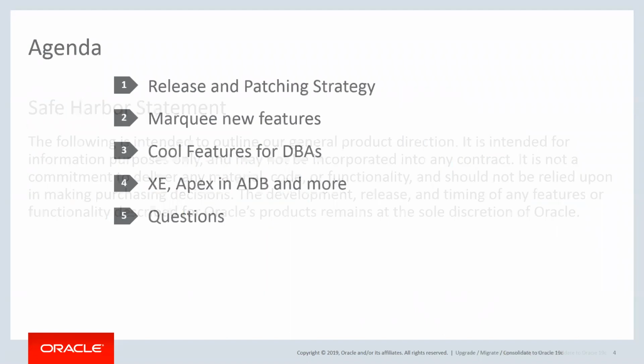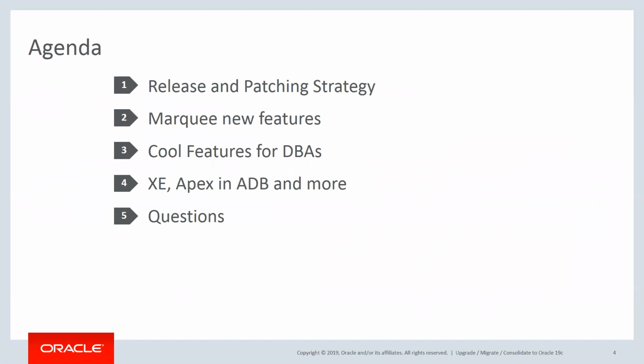So the agenda for today, very quickly: two slides on the release and patching strategy, looking at the marquee new features that were introduced with Oracle Database 12.2 and seeing what the status is right now in the 19c environment. We're going to talk a little bit about the cool features for DBAs and a little bit about Express Edition, Apex, and ADB and more. And finally, open for questions. Hopefully we will take about half an hour: 20 minutes presentation and 10 minutes for questions and answers.